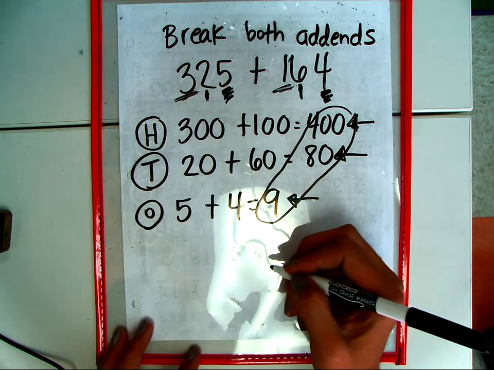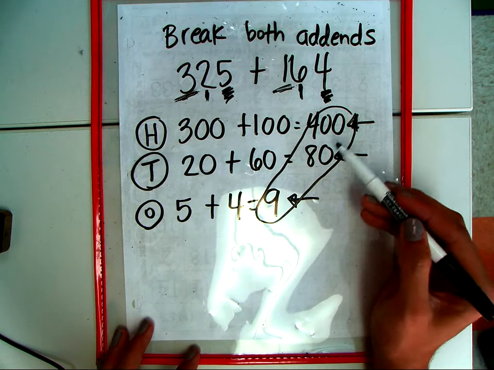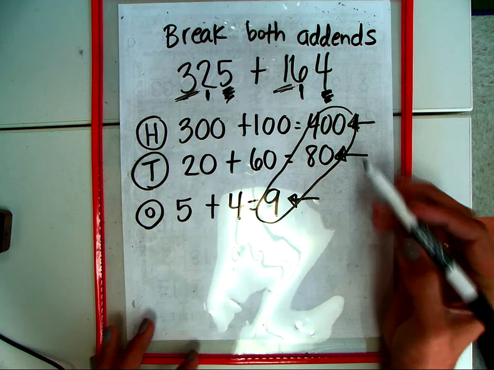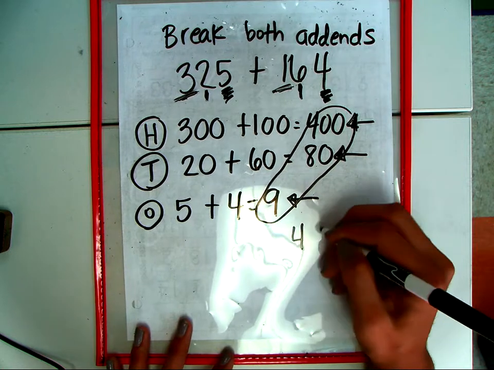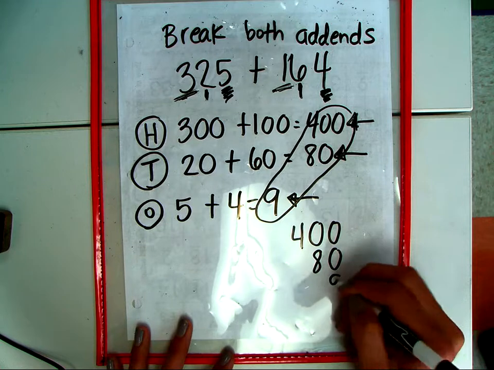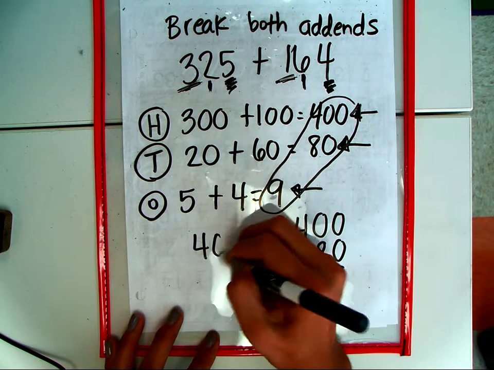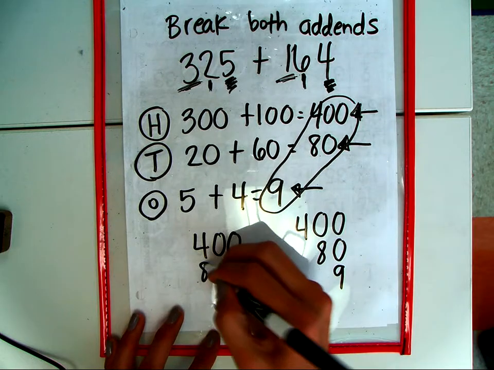Some students can do this mentally. They can just look at this and see 489. I encourage students to write this out up and down so they can add 489. Students have to be very careful that they're not adding like this.